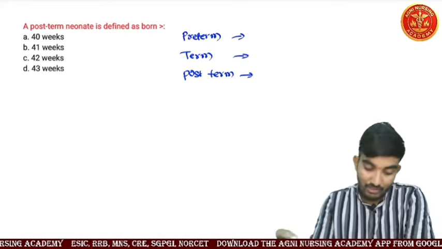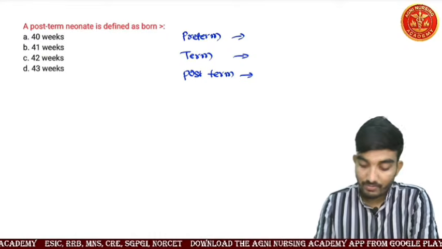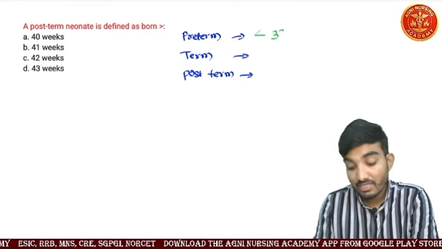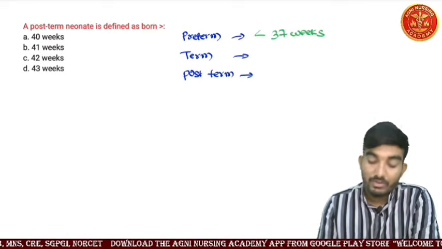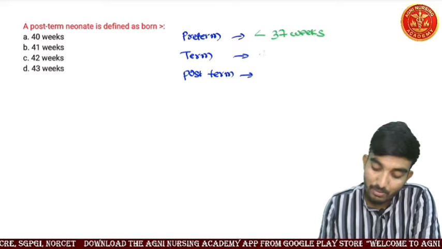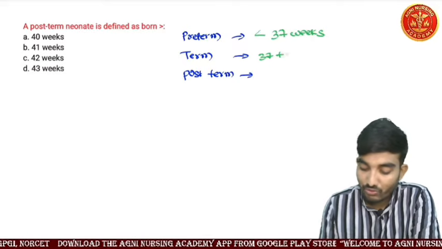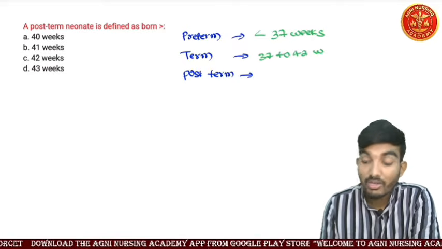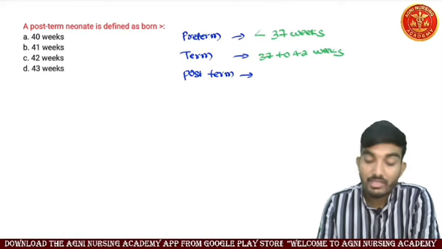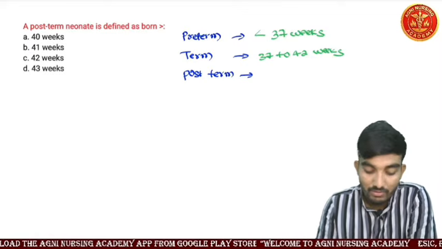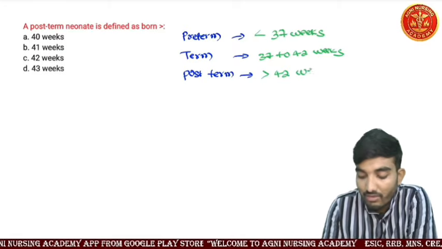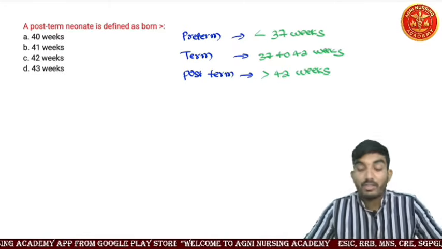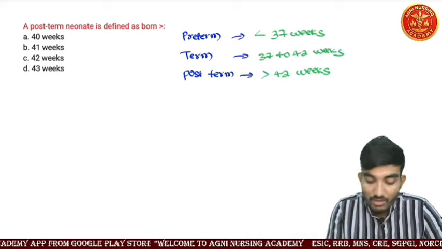If a neonate is born before 37 weeks of gestation, then we'll call it a preterm. If a baby is born between 37 to 42 weeks, then we'll call it a term baby. If a neonate is born after 42 weeks, then we'll call it post-term. And some other points are also there.